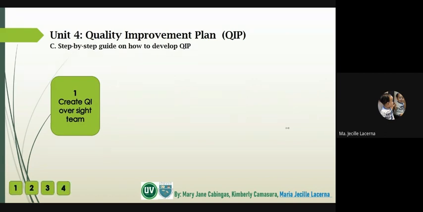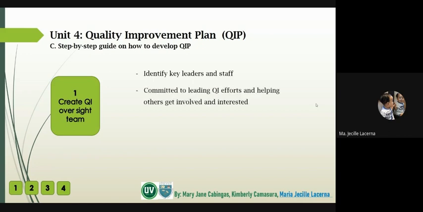First, we need to create a QI oversight team. So what does a QI oversight team consist of? We need to identify key leaders and staff to be in the quality improvement team for the health department, ideally. These individuals should have training, knowledge, and experience with QI, but a minimum is okay. We need a group of people who are committed to leading QI efforts and helping others get involved and interested. It's hard to start a plan with members who are not motivated to help the organization, so it would be useless, I believe.